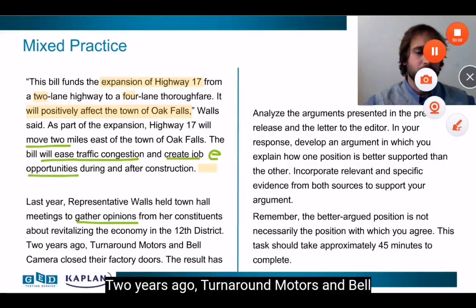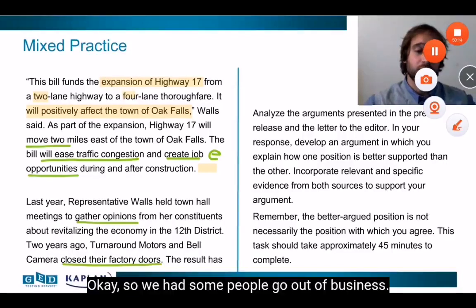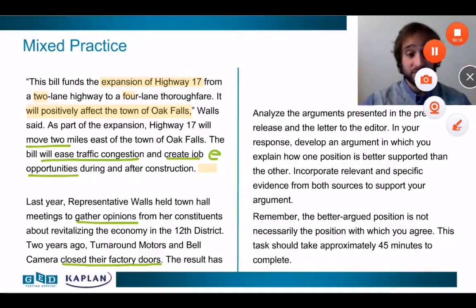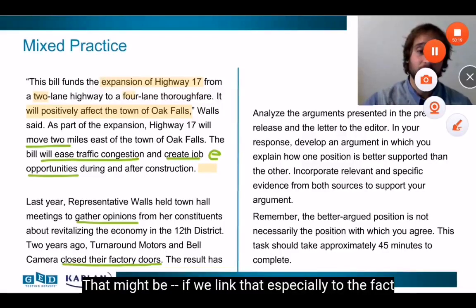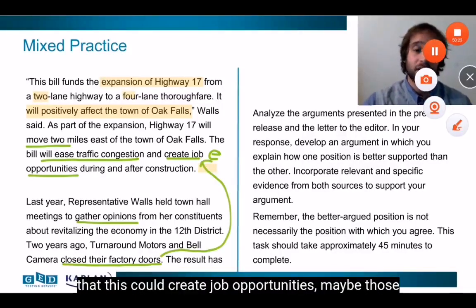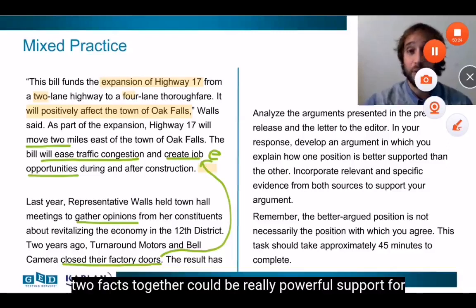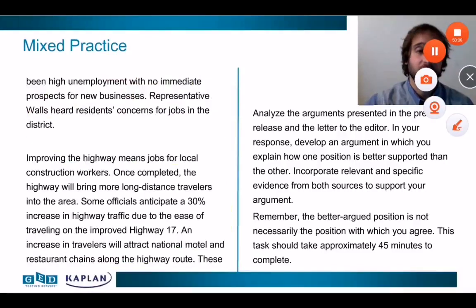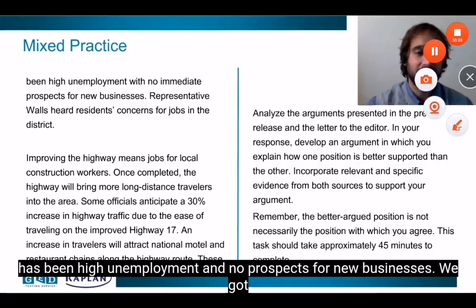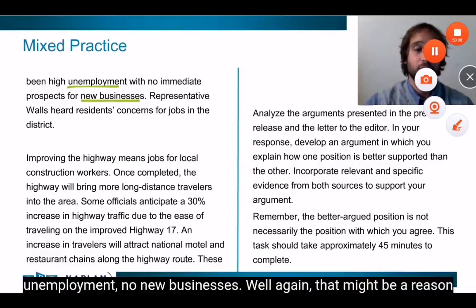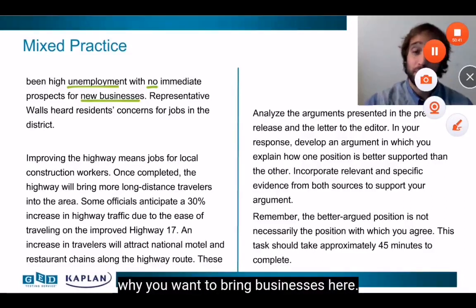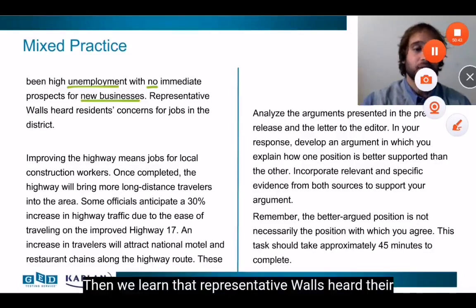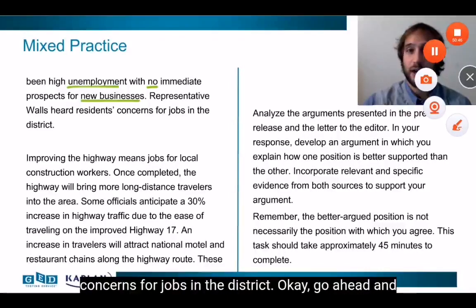2 years ago, Turnaround Motors and Bell Camera closed their factory doors. Okay, so we had some people go out of business. That might be, if we link that especially to the fact that this could create job opportunities, maybe those two facts together could be really powerful support for Representative Walz's position. Let's see. All right, let's look at the next part here. The result has been high unemployment and no prospects for new businesses. We got unemployment, no new businesses. Well, again, that might be a reason why we want to bring businesses here. Then we learned that Representative Walz heard their concerns for jobs in the district.